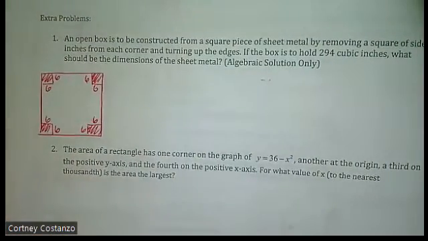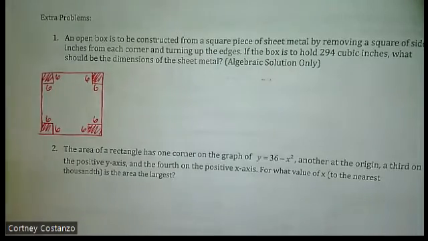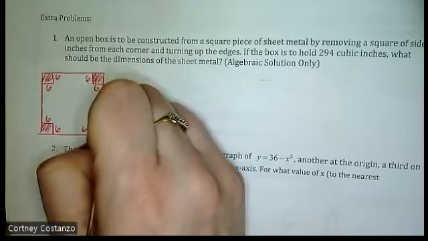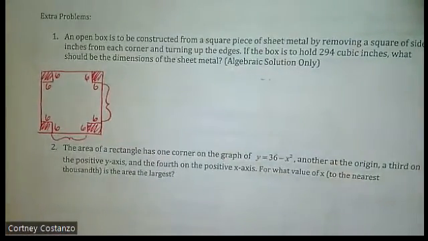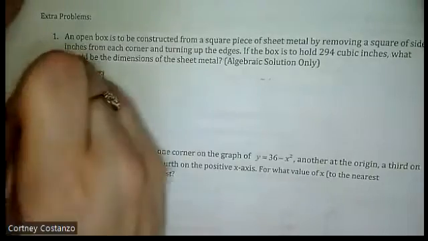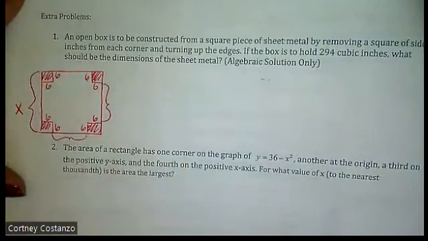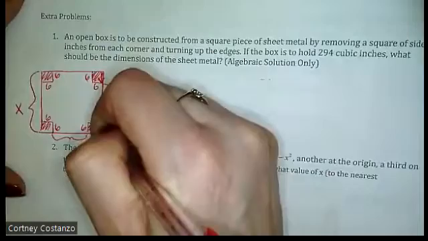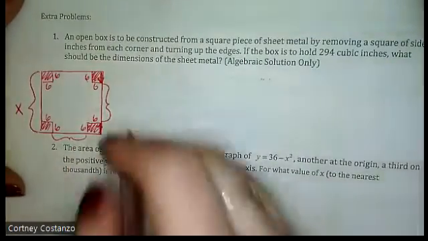And what that allows me to do is fold up the sides and create an open top box. But what we need to decide is what is the length of that little tab. If the original piece of sheet metal, we'll consider the original length X. If the original length was X and then I cut 6 from this side and 6 from this side, I am cutting a total of 12 inches off of this original piece of sheet metal.